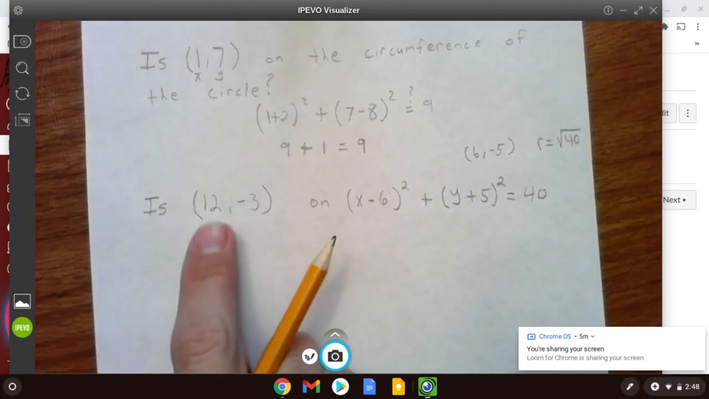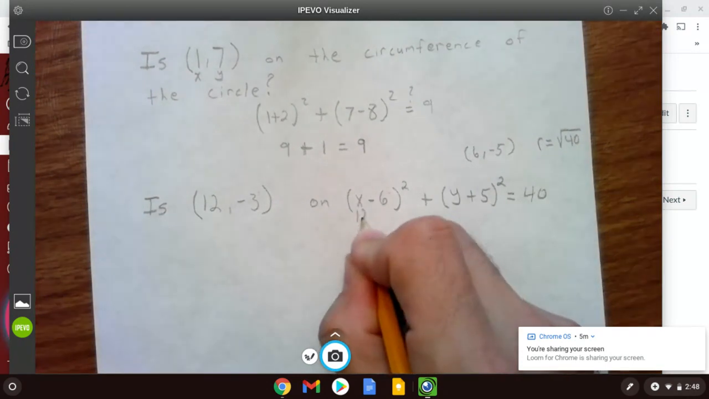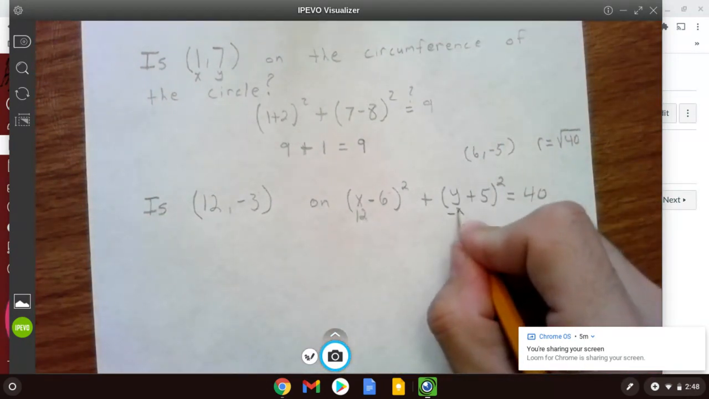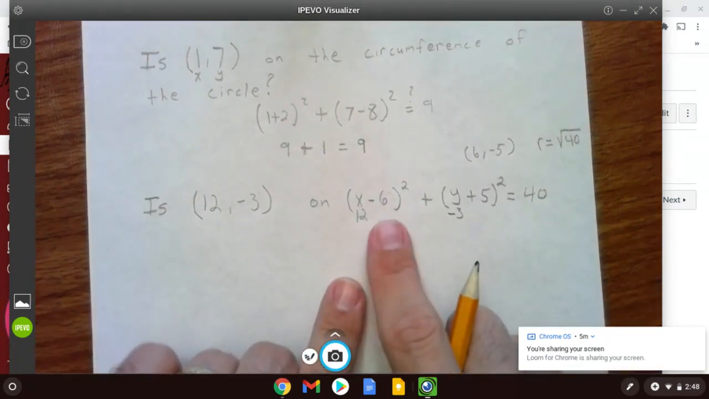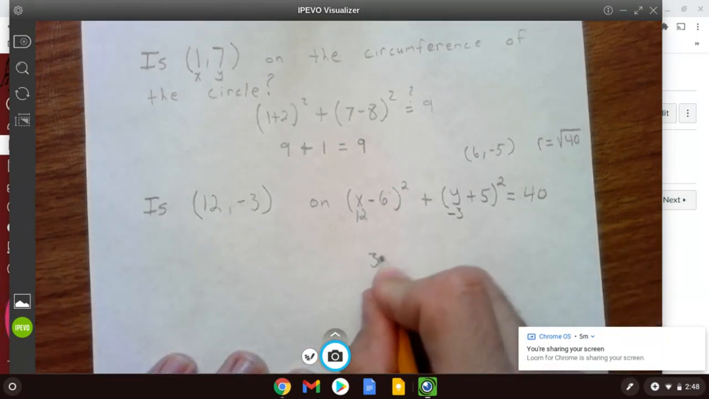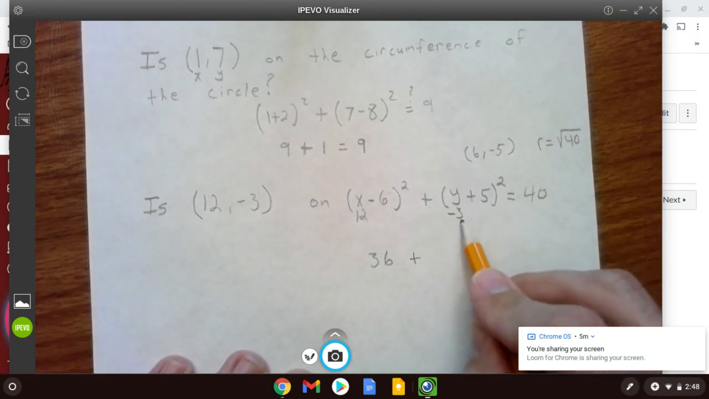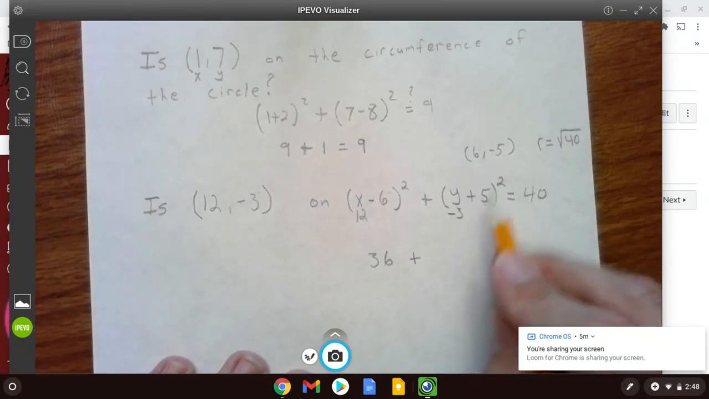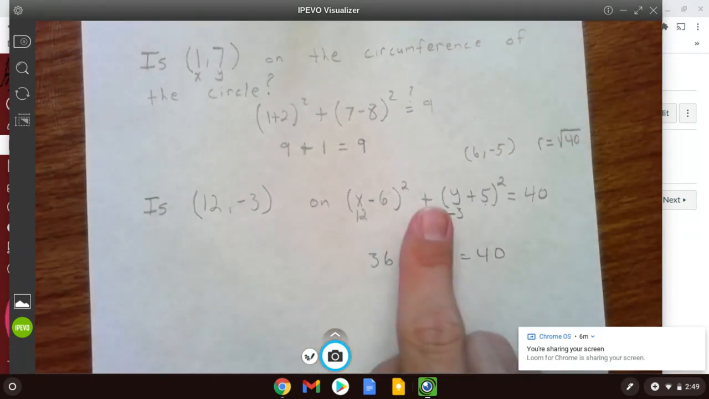All right, so if you're checking for this point on that equation, just plug in 12 for x, -3 for y, and you're going to see if this gives us 40. All right, 12 minus 6 is 6, and 6 to the second power, 36. Plus sign. -3 plus 5 is 2. 2 to the second power is 4. And check it out. It does equal 40. There you go. That point is on that circle.